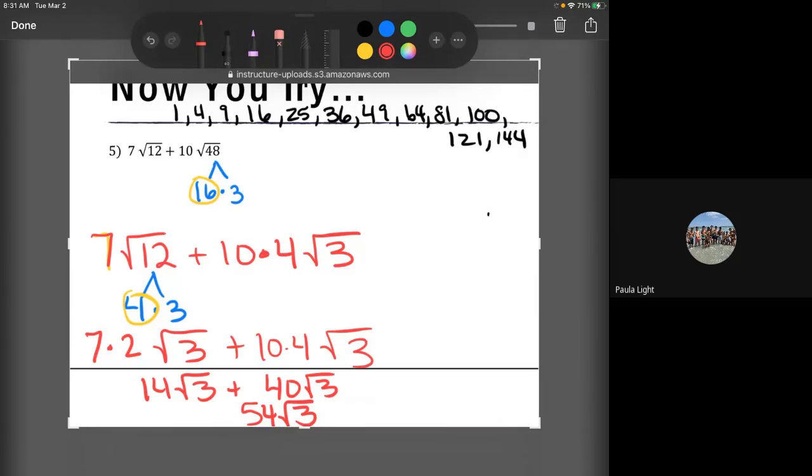So 54 radical 3 is the answer when you add those two. All right? Let's go to the next one. These are cube roots on number 6, and they're not all the same. So you've got to simplify the second and third one so that you can put all those together.